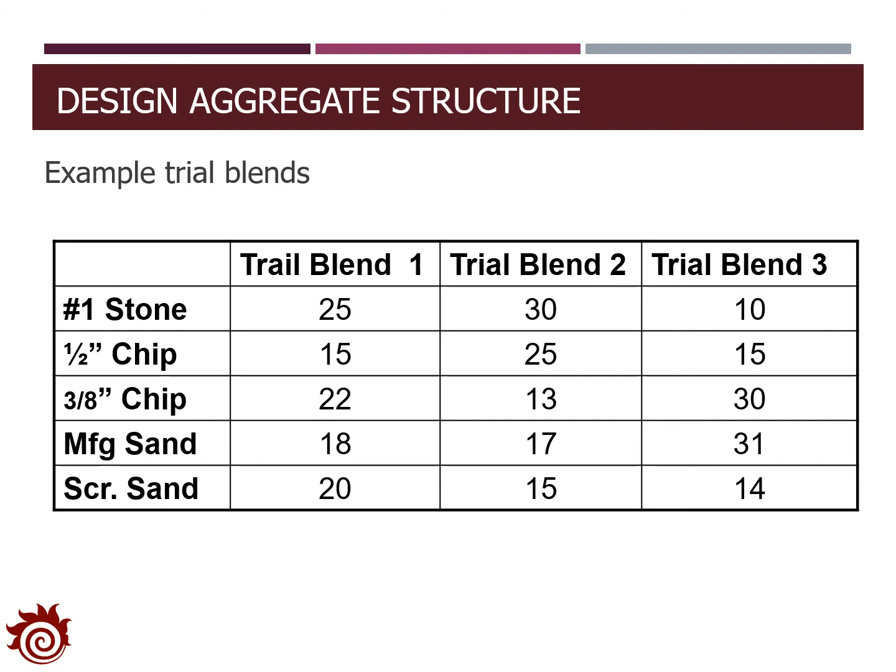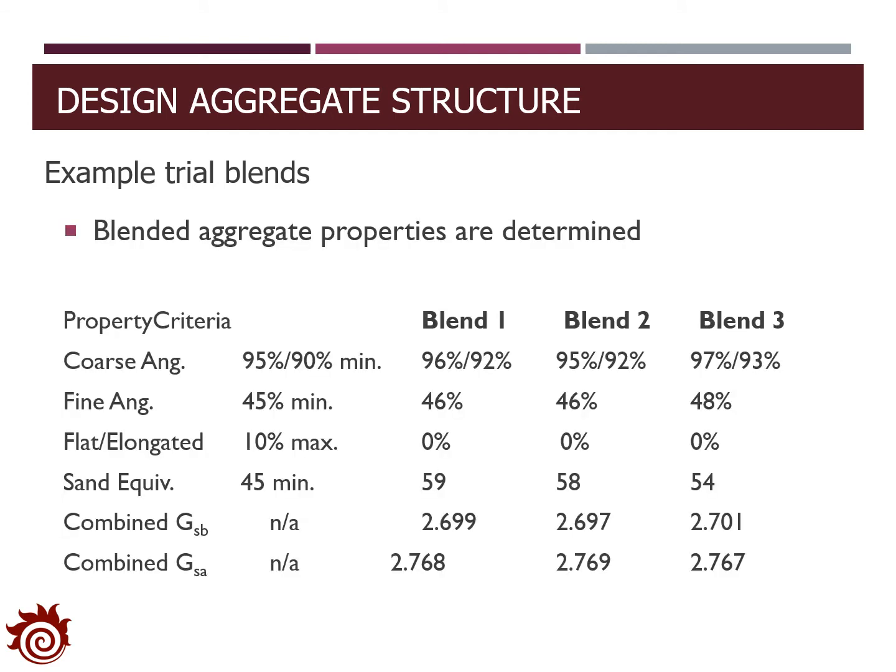You can also find out the percentage of the other types of the particles applied for the aggregates. With the selected aggregate structures for the trial blends, we also need to check the aggregate properties which we defined in the previous lecture. We have the coarse angularity, fine angularity, flat or elongated particles, and sand equivalent. For example, we have the minimum and maximum requirements about different properties.